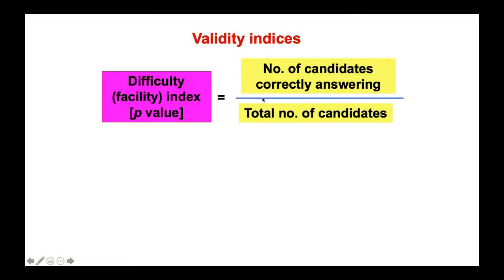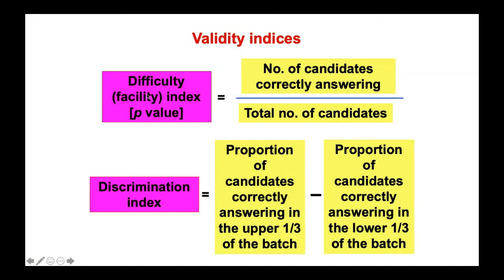So difficulty is the number of candidates answering the question correctly over the total number of candidates. Some people call it p-value, or some people call it facility index. Discrimination index is the proportion of candidates correctly answering in the upper 1/3 of the batch, minus the proportion of candidates correctly answering the same question in the lower 1/3 of the batch. The difference between the two is the discrimination index.